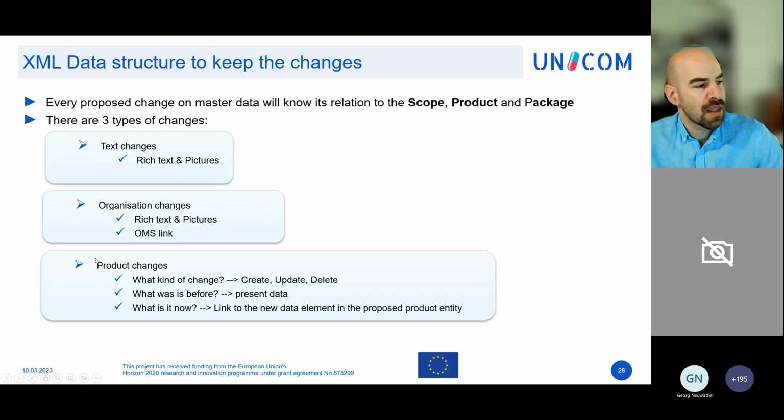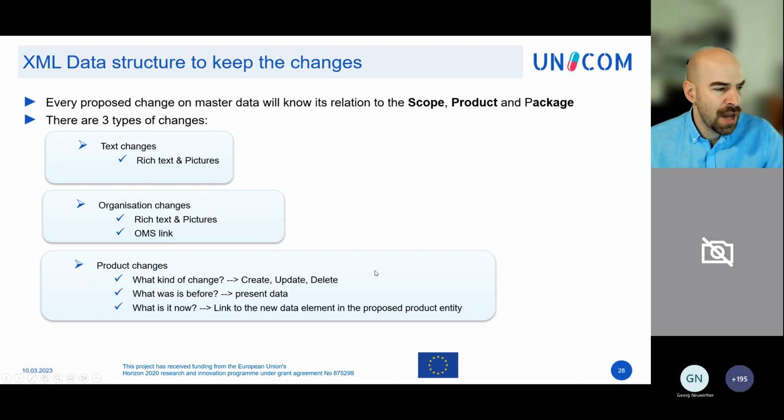And the third one is the product change. The product change is the one that I've shown before. And it will always say, okay, what happened to this? Is it a new ATC code, an update to an existing one, or is it removing one? Same for package, for ingredient, for whatever. It has the information what it was before, and it has the information what it is now. And it is going to show this by linking in the data and enabling it to show you on the screen.